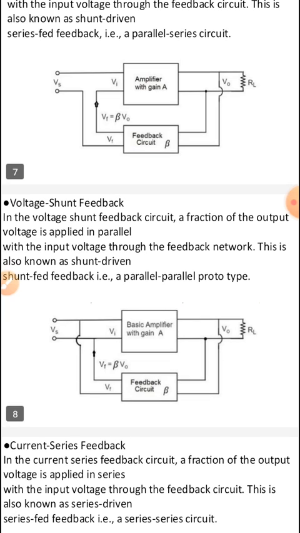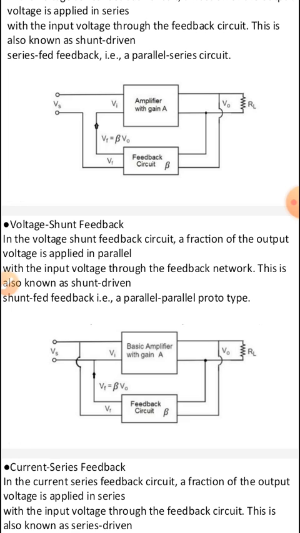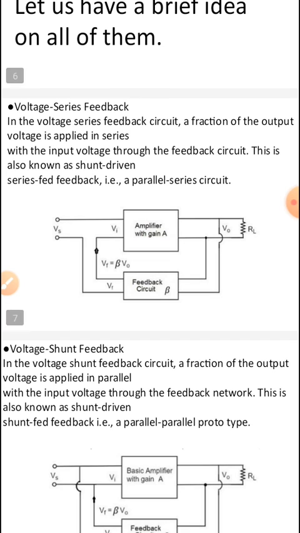And voltage shunt feedback is where a fraction of the output voltage is applied in parallel with the input voltage through the feedback network. So here you see at both the input and the output side, the feedback is connected in shunt. So it is called voltage shunt feedback. Voltage shunt feedback is also called shunt driven shunt fed feedback, that is a parallel to parallel circuit. And voltage series feedback is called a parallel to series circuit.